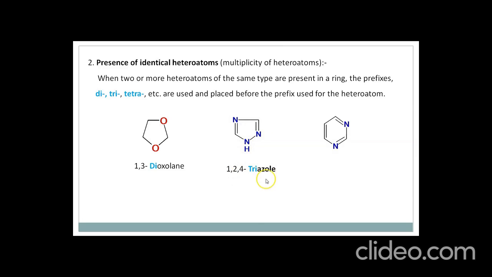Now here is the next one. It is an example in which the name is diazine, 1,3-diazine, and the common name is pyrimidine. So this is the second point in which we have seen the name for the heterocyclic ring, if it has 2 identical heteroatoms, then how to give the name for this. Now moving to the next point.